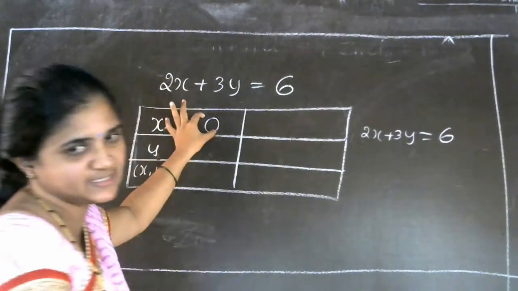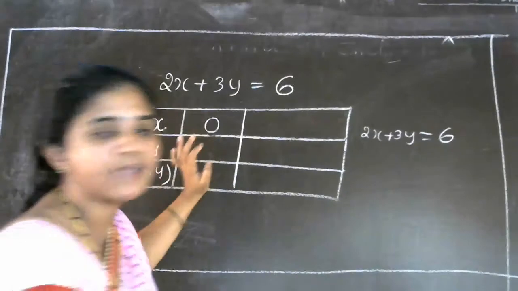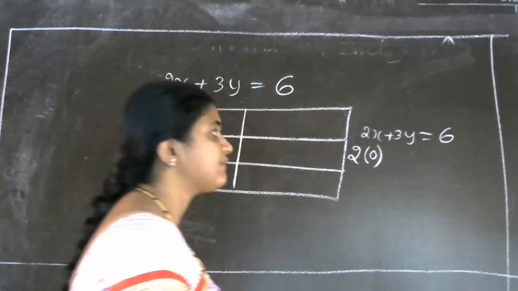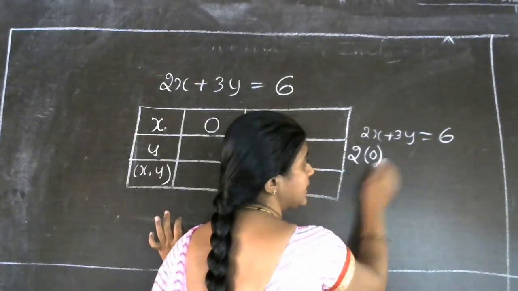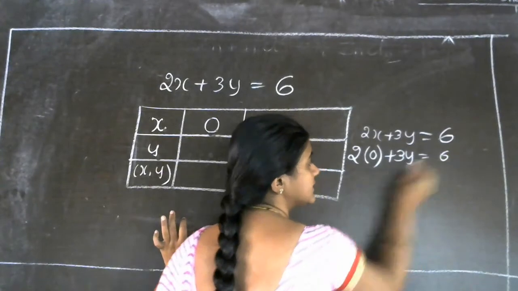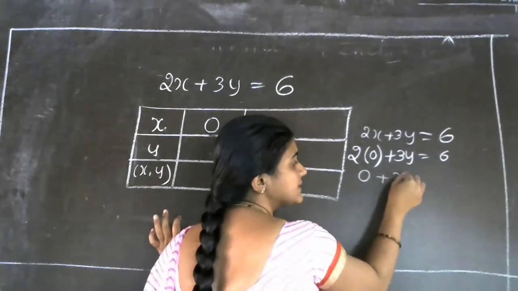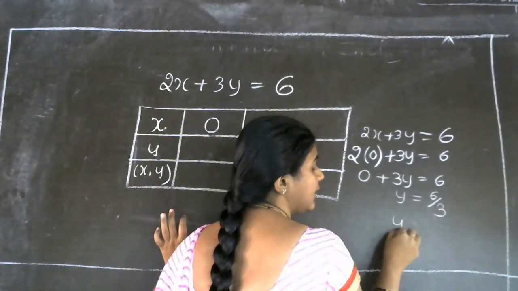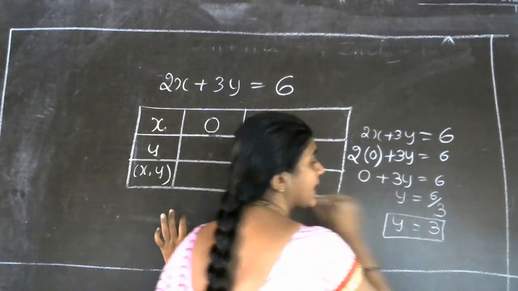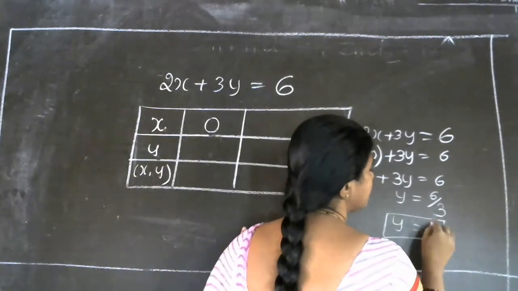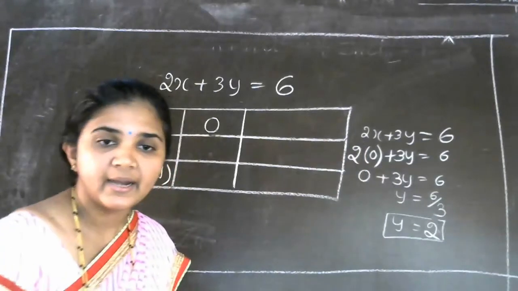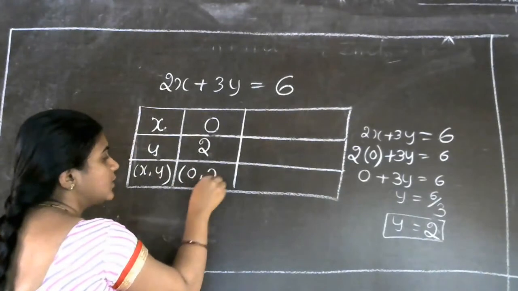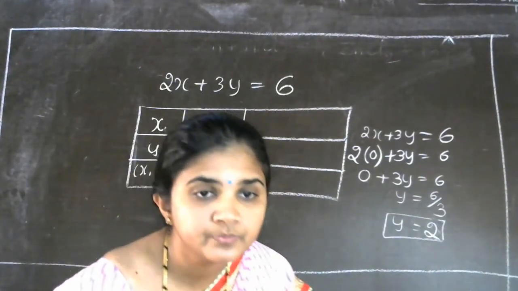If we put x is equal to 0, then we have to work out the value of y. Take the equation 2x plus 3y is equal to 6. So 2 into 0 plus 3y is equal to 6. Then 2 into 0 is 0, plus 3y is equal to 6. Therefore, y is equal to 6 divided by 3. Y is equal to 2, right? So first solution is (0, 2).